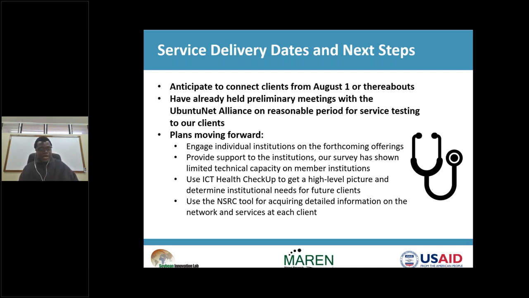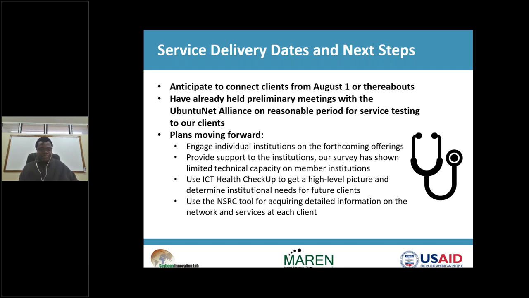Of course, we also had some meetings with Ubuntunet Alliance, asking that if we start connecting our clients on 1st August, how much time do you give us to test our services, as well as for us to test their Ubuntunet services? While Ubuntunet is giving us the international services, at the same time we need to connect the institutions. So on our part as an NREN, we need to be testing, while our member institutions will also be testing the same. So we are negotiating with the Alliance a reasonable period within which the tests should be done.